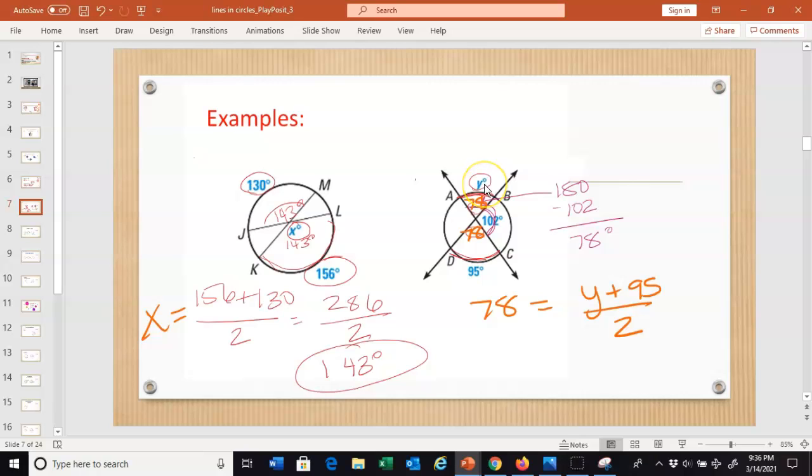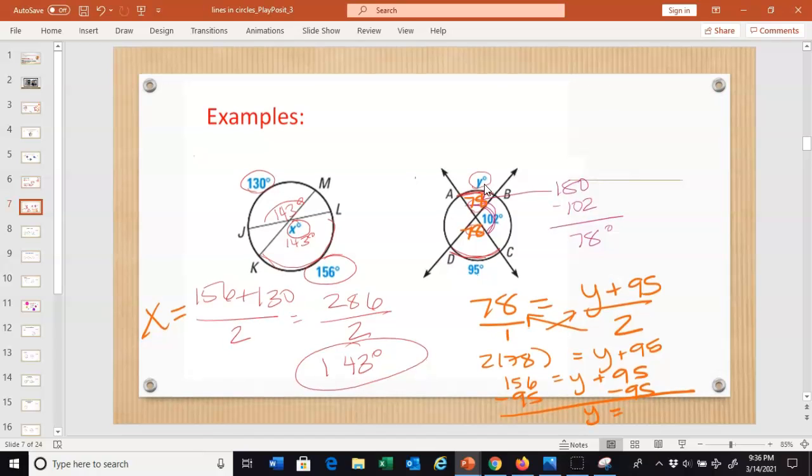So now we're going to solve this like we would any algebra problem. There's a few ways to do this. I would just probably cross multiply. Whenever you have two fractions that equal to each other, you can cross multiply. So 2 times 78 equals 1 times y plus 95. And then we'll just keep solving for y. We'll subtract 95 from both sides.